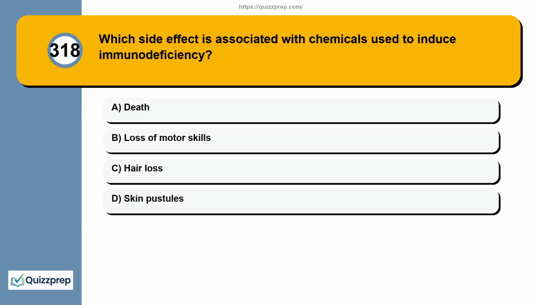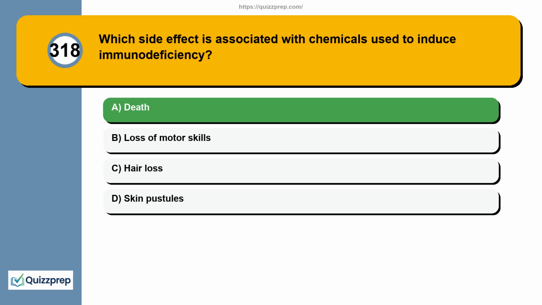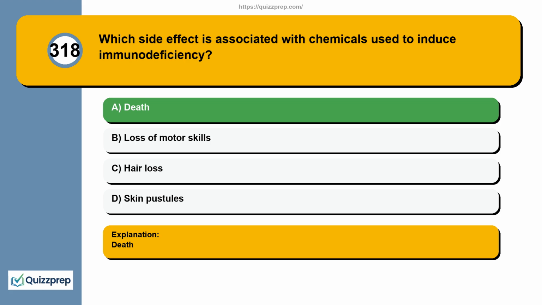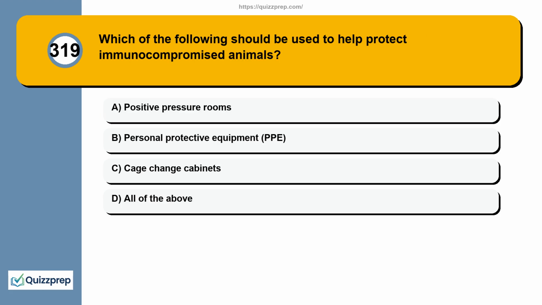Question 318. Which side effect is associated with chemicals used to induce immunodeficiency? Option A, death. Option B, loss of motor skills. Option C, hair loss. Option D, skin pustules. The correct answer is option A, death.